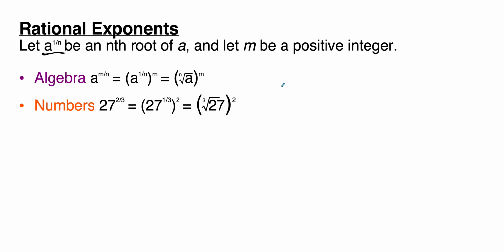Right? What number times itself 3 times gives us 27? That would be 3. 3 times 3 is 9 times 3 is 27. So that would be 3. 3 raised to the 2nd power, or 3 squared, gives us 9. So when we've changed this form, it was a lot easier to find a solution to it than in its original form, 27 raised to the 2/3 power.